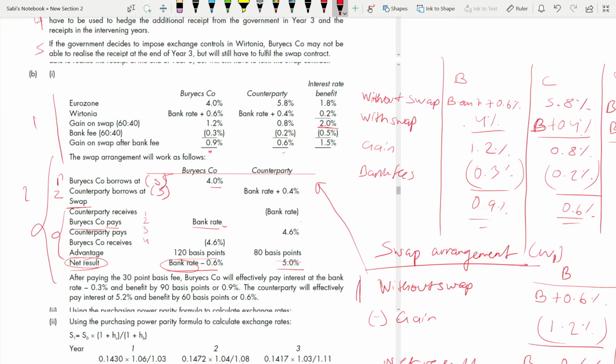Right? Now, if you see, it is bank rate minus 0.6%. How do we get this minus 0.6% for Brewers company? You see they are borrowing at 4%. So you have to get minus 0.6%.